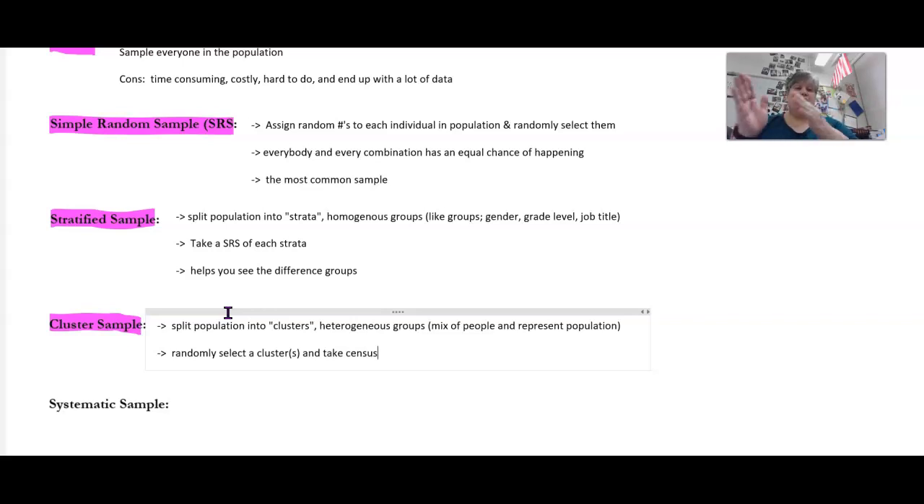So stratify, you split into groups, and then you take some from each group. Cluster, you split into groups, but then you take one group and you ask everybody. So there's going to be groups or clusters that are left off.